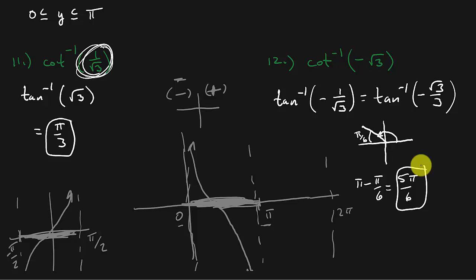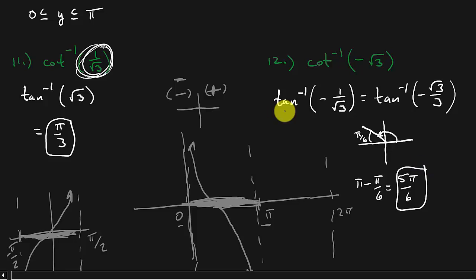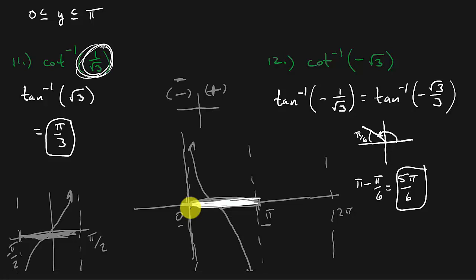Okay. You're going to have to change inverse cotangent to inverse tangent and do the reciprocal. But then when we go to find the angle, you can see it works like inverse cosine, because we're between 0 and pi, just like with cosine or inverse cosine. All right. So I hope that clears it up.